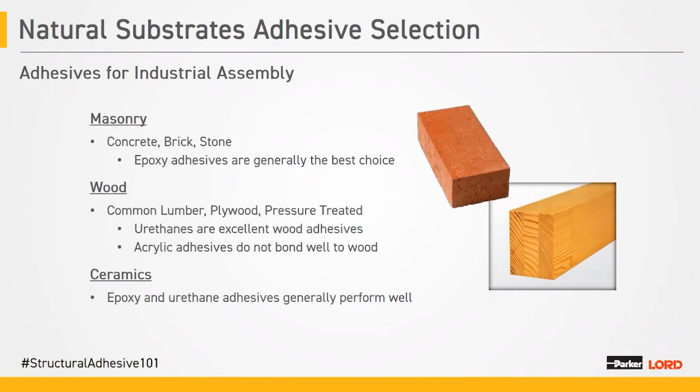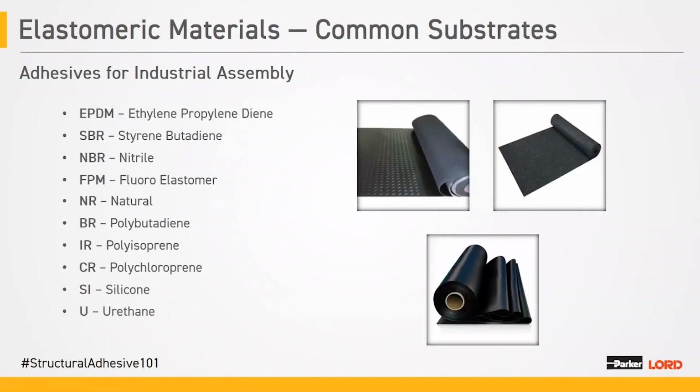Ceramics, certainly epoxy and urethane adhesives. When you get into more specialty ceramics such as armor bonding, then we typically recommend an acrylic adhesive. On this next slide, we're just going to briefly touch base on elastomeric materials. Like plastics, there's a ton of materials out there. We offer different adhesives for bonding these materials.